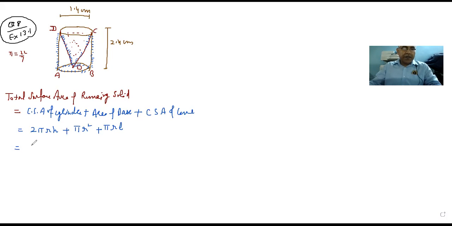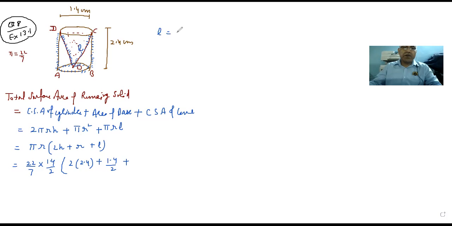So can you take pi and r outside? This is 2h plus r plus L. So 22/7, diameter is 1.4, so radius is 1.4 upon 2. 2 into height, height is 2.4, plus radius 1.4 upon 2, plus slant height, which I have to find out.